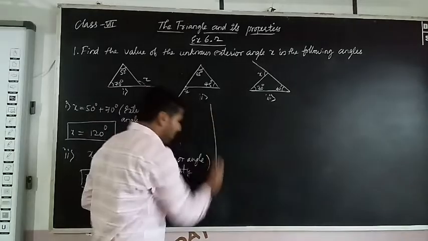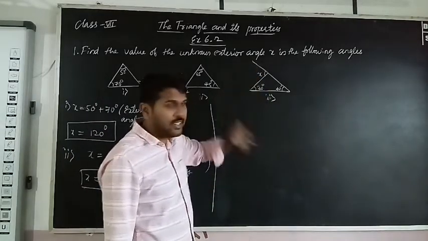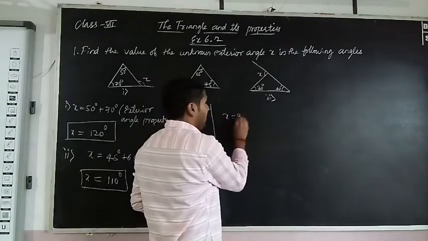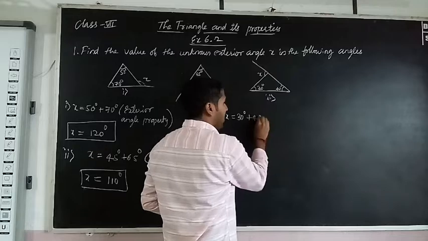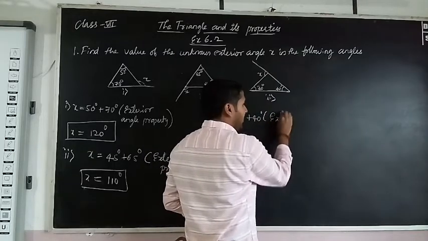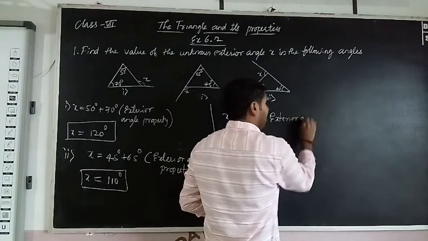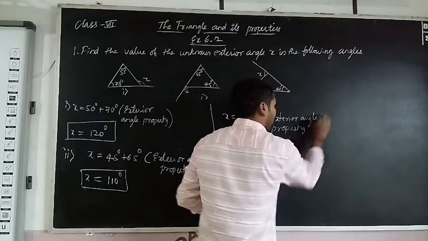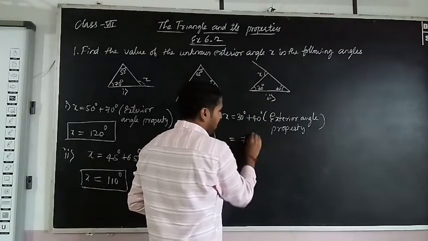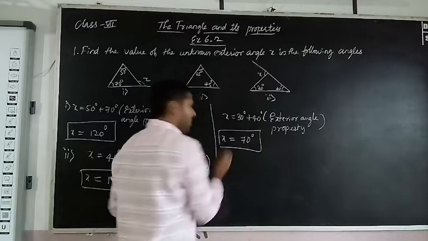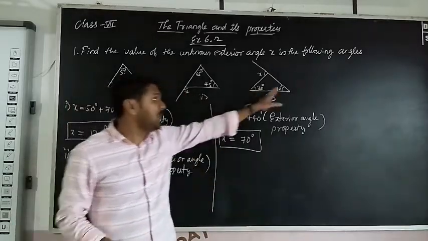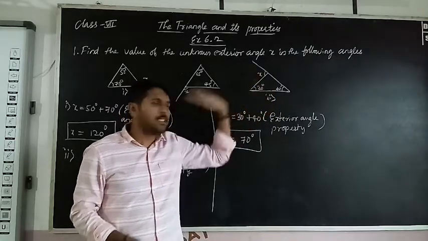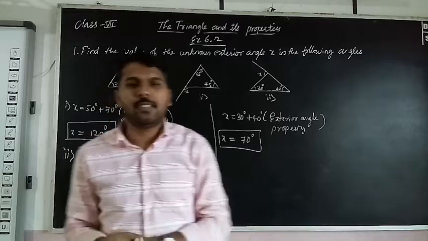Next, the third one. Again, see here x is the exterior angle. Then the sum of these two angles equals x. So x equals 30 plus 40. Why? Exterior angle property. So the x value equals 70. It's very simple. Just the sum of the interior opposite angles equals the exterior angle. For the next sums, just write them yourself.